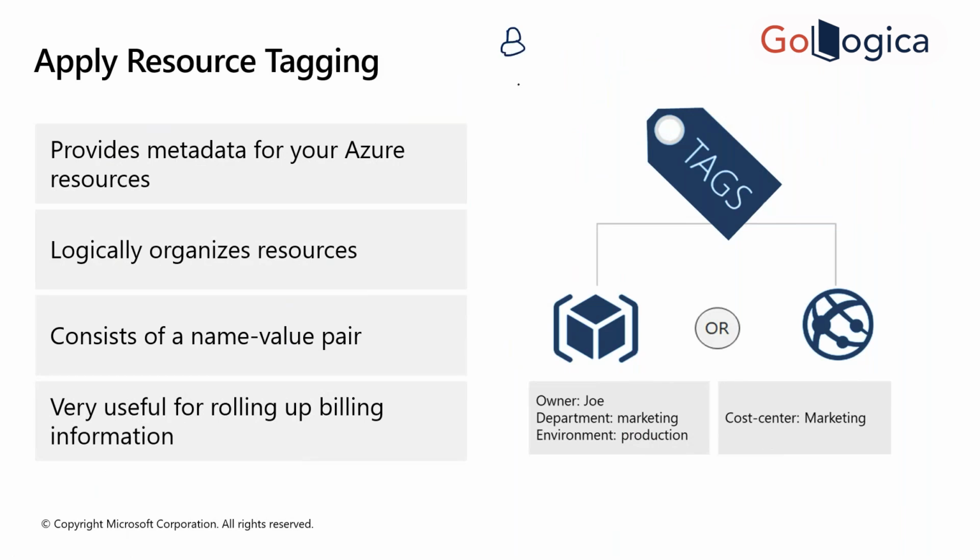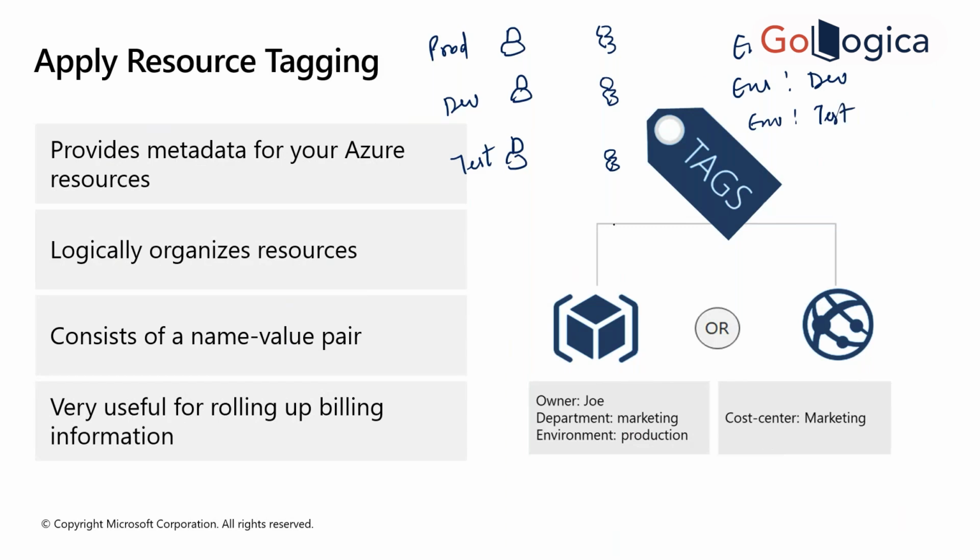Let's say I've got 3 VMs and 3 databases in my Azure portal. I don't know how to distinguish between them: this VM is for production, this is for development, this is for testing. So what I can do is assign a tag to these VMs. Let's say the tag would be environment, production. Again, environment, development. Environment, testing. That's tagging. This is nothing but a key value pair, separated by a colon.